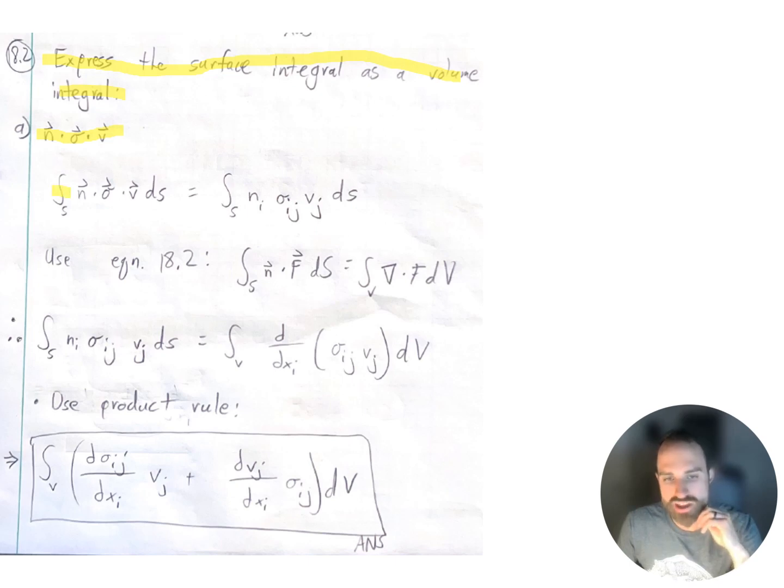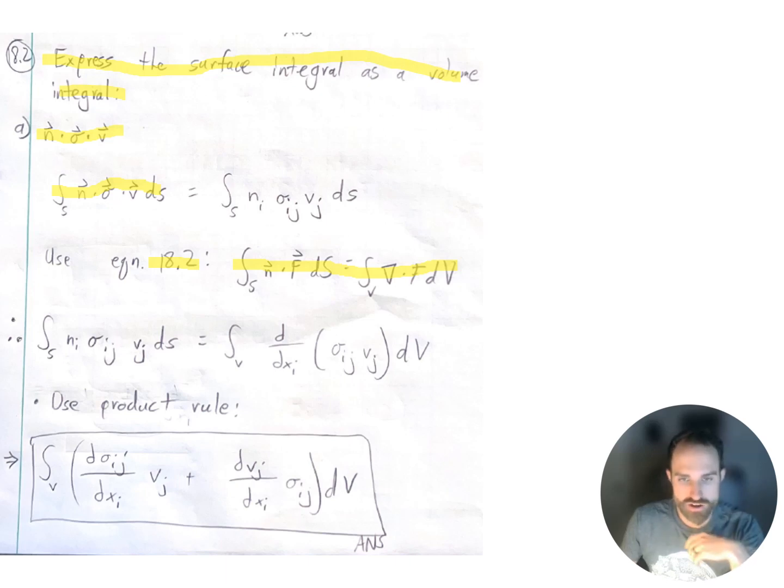So we go ahead and put that in the surface integral, and basically what we're doing is using equation 8.2, which is Gauss's theorem. Gauss's theorem says that those two are equal.